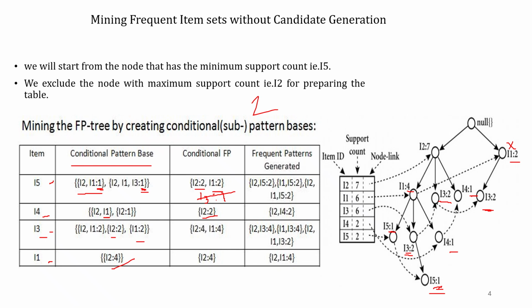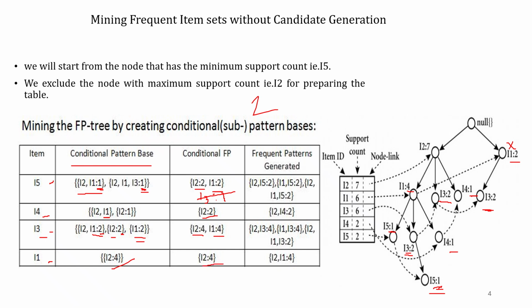When you come here, I2 had occurred twice and I2 had occurred twice, and only twice. So I2 is 4 times. When you come to I1, I1 had occurred twice and I1 had occurred twice. So I1 is also 4. And when you come to I2, you have only 1, so I2 is 4.